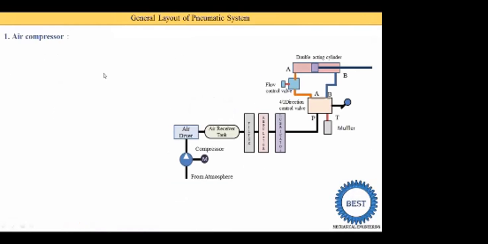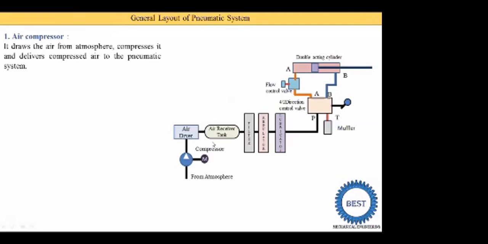Now here I discuss every component in detail. So the first component is the air compressor. Here you see the air compressor is provided. It takes the air from the atmosphere and supplies it to the air dryers, and some mechanical energy is supplied to the compressor. So it draws the air from the atmosphere, compresses it and delivers compressed air to the pneumatic systems.